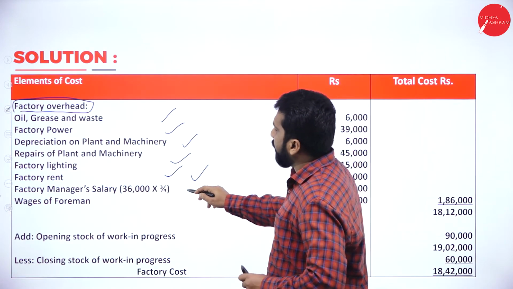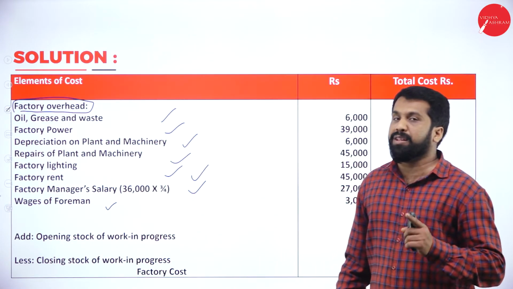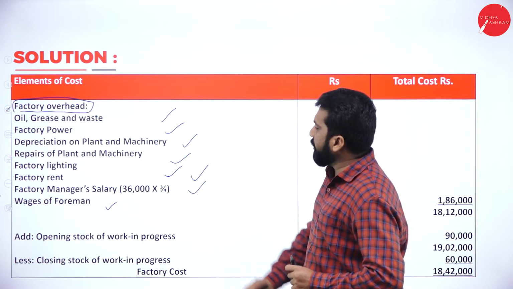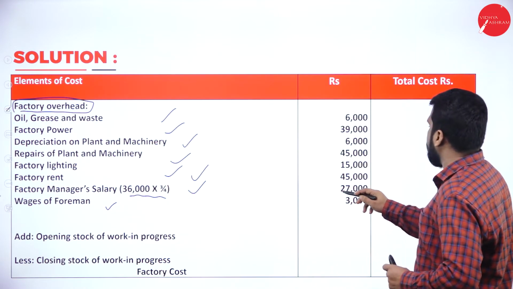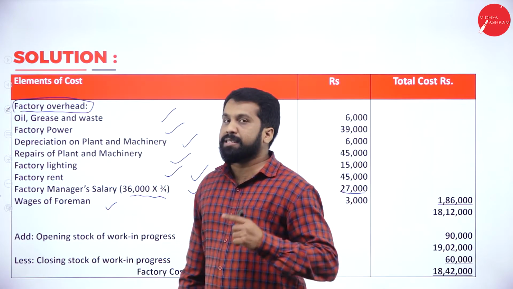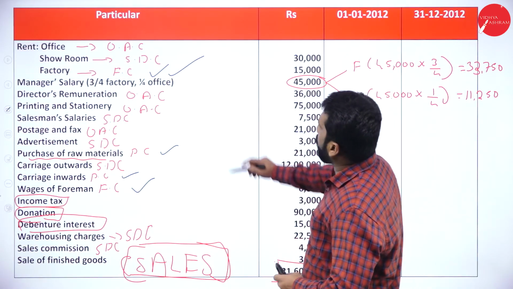Now, see, as per the answer, we have oil, grease, factory power, depreciation, repairs, factory lighting, factory rent, factory manager's salary. As I told you, wages of foreman will come under where? Factory overhead. Now, after doing everything, and also we have done this calculation. How much you got? 27. I'll go back. Maybe I have taken some other number. I'll go back to that.